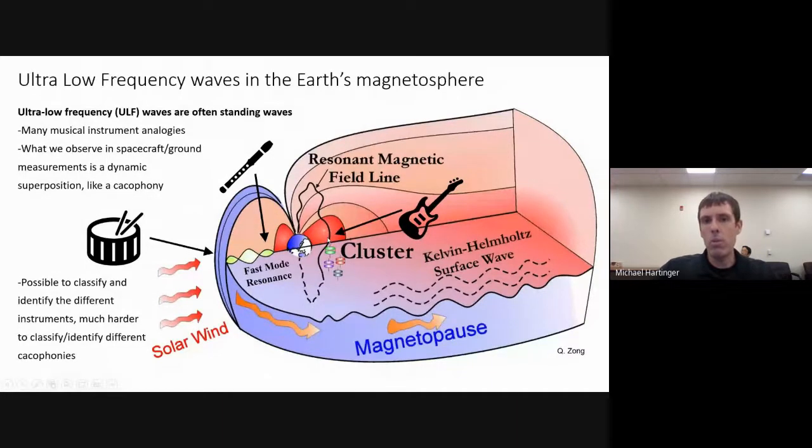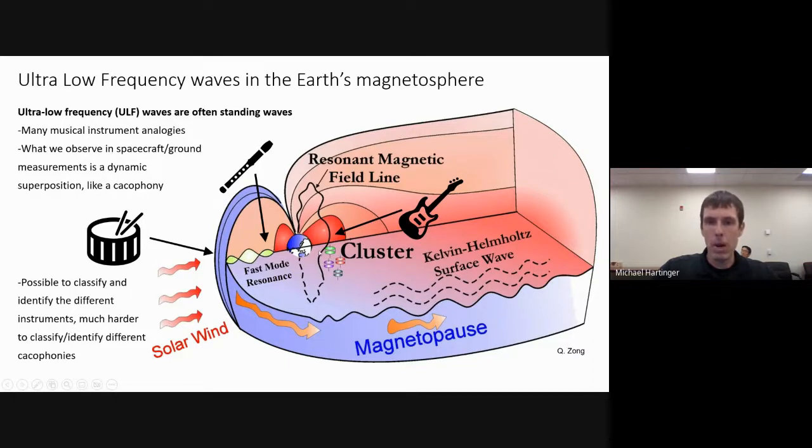But what you often have in the magnetosphere is a superposition of all these things happening at the same time, and it's even more complicated than that, particularly during geomagnetic storms. You don't have a symphony of things playing together. What you have is a cacophony, as the magnetosphere is constantly retuning all these instruments as the mass density is evolving and as the boundary is shrinking and contracting. It's possible to identify these individual instruments in a time series or a spectrogram, but it's a whole lot harder to identify all the cacophonies that you might get.